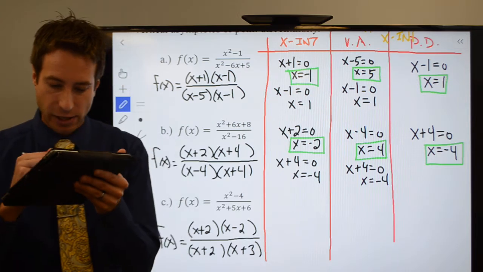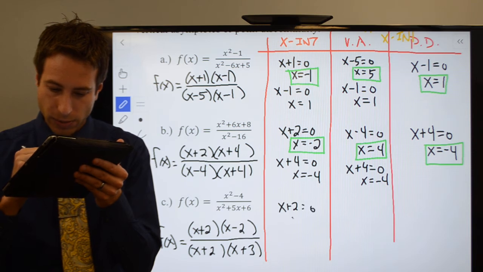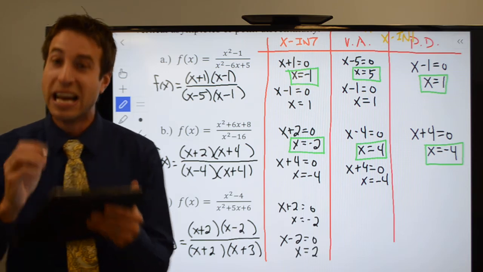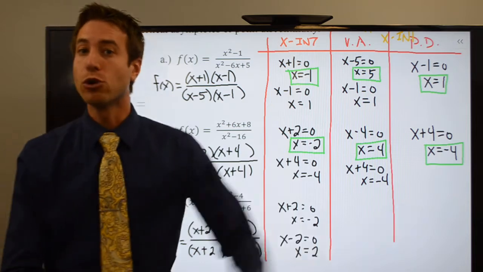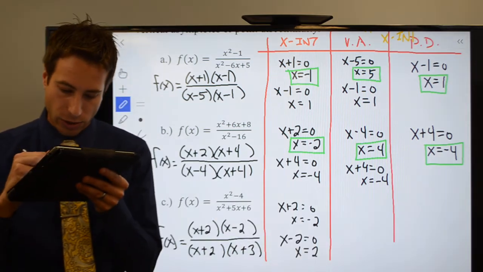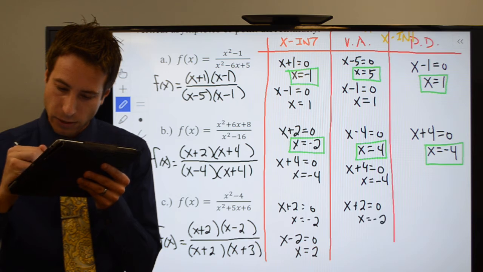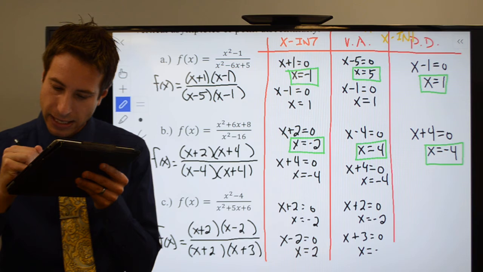You're going to find x-intercepts anyway. X plus 2 is equal to 0, which means x is equal to -2. And x minus 2 is equal to 0, which means x is equal to 2. It'll look like you've got two x-intercepts. But then you'll go on to find vertical asymptotes. So x plus 2 is equal to 0, which means x is equal to -2. And x plus 3 is equal to 0, so x is equal to -3.